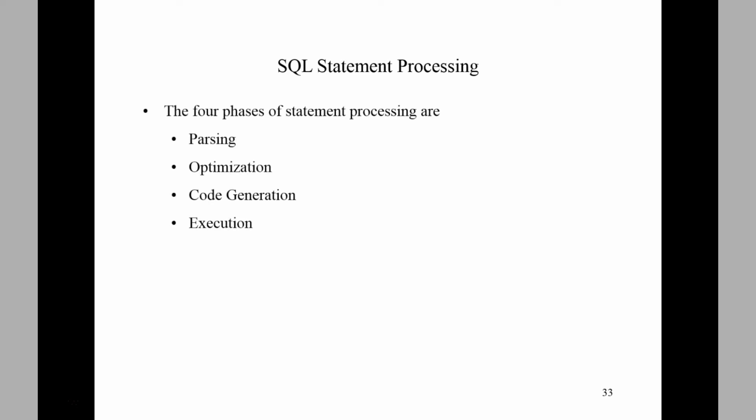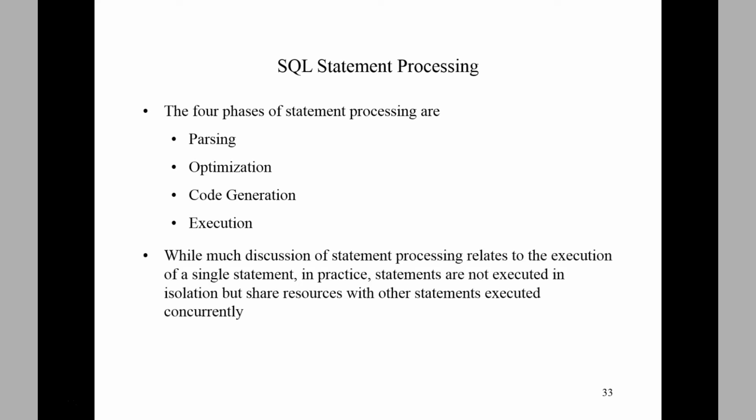Let's go a step further and look at overall SQL statement processing and put optimization within its place in this sequence. There are 4 phases involved in statement processing. The first is parsing, then we see optimization. This is followed by the actual code generation, and finally the execution of the statement.